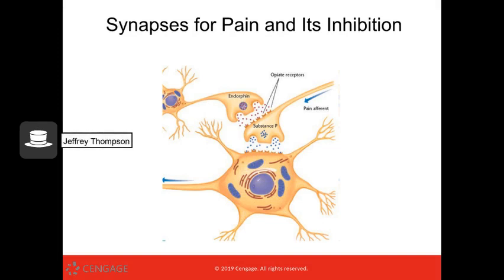Here we can see how endorphins or other substances could affect the sensation of pain. Here we have an afferent axon. We see this pain signal coming down, but this endorphin, or these endorphins, are hitting these opiate receptors. That could cause an inhibitory effect on this presynaptic neuron, meaning that this signal won't send and the pain sensation won't be felt.